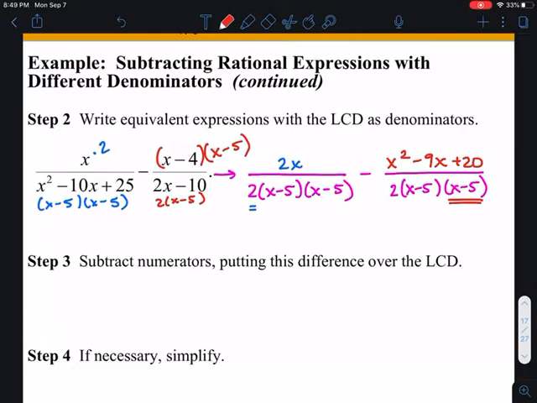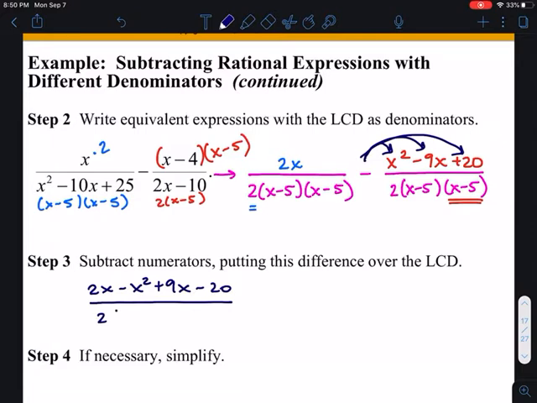And now that I have my two fractions set up with least common denominators, now I can, step 3, subtract the numerators and put the difference over the LCD. I have that negative sign hanging out in the front here, so I need to make sure that I'm subtracting all 3 of those pieces. So I have a 2x minus x squared minus 9x. Sorry, this is going to become a plus 9x, and a minus 20 when I hand out that minus sign. So minus x squared plus 9x minus 20, all over top of our denominator, 2 times x minus 5 times x minus 5.